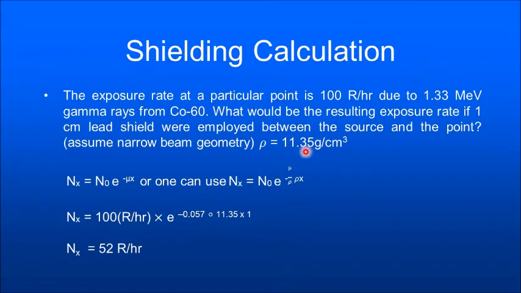The reason it's given is that most of the time we are supposed to be using the mass attenuation coefficient, mu by rho. So to eliminate the rho, you have to multiply it by the density. The mass attenuation coefficient of lead for cobalt 60 gamma energy is 0.057. So if you substitute in this equation for the mass attenuation coefficient and density, and also the thickness x, which is now 1 centimeter, you get the exposure after the lead shield as 52 R per hour.